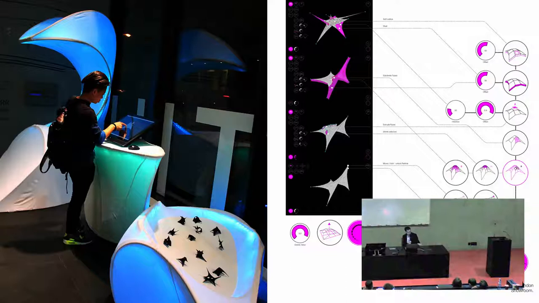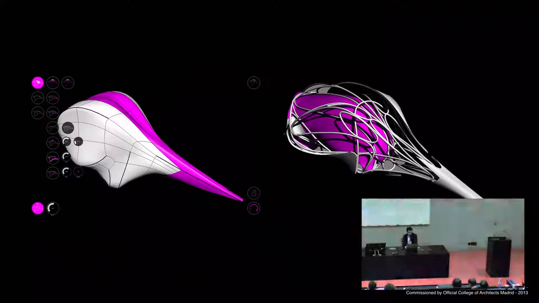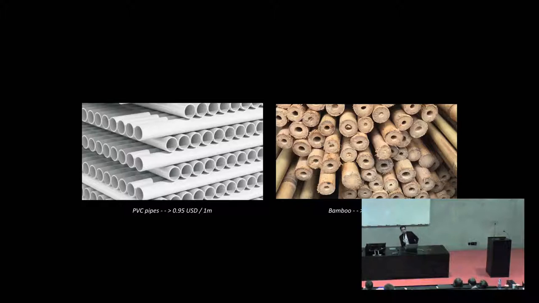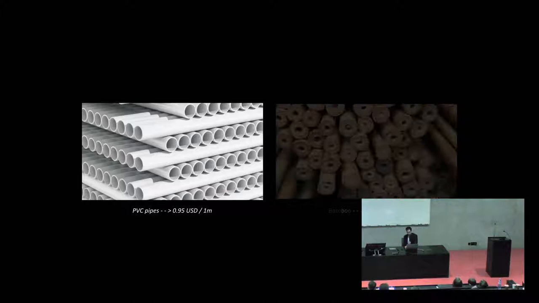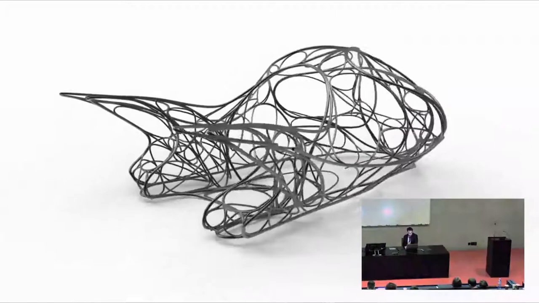So I tested this in several installations at a small scale, but also at a larger scale, where I connect these identical lines in different ways to achieve local differentiation and locally different stiffness levels. And so I always get a very, very low budget, so I have to use whatever is cheapest in the shop around the corner. In this case, a big part of the research is based on PVC pipes or carbon fiber rods that I discovered are even cheaper. That's what you guys are using for the pavilion, actually. And I've been testing that in several workshops and installations, mainly in Madrid.